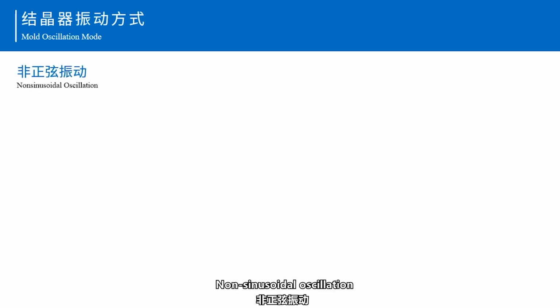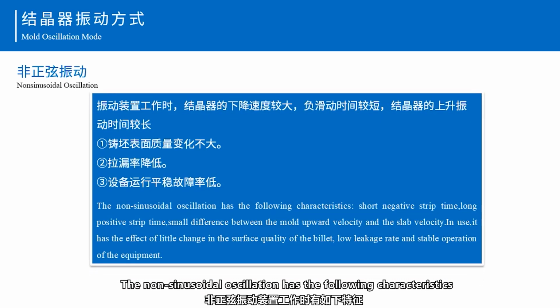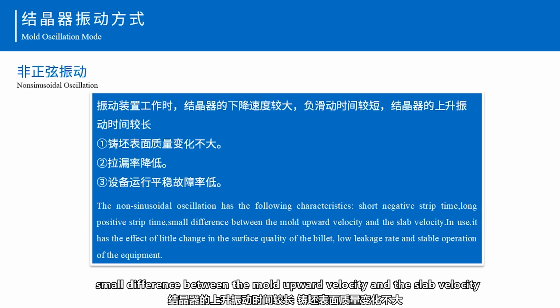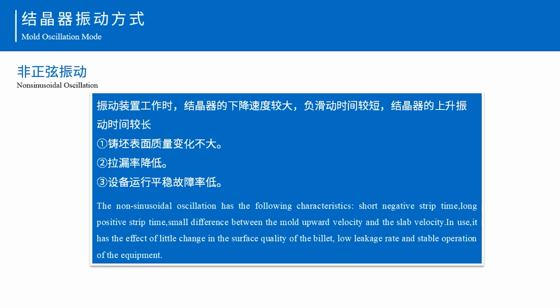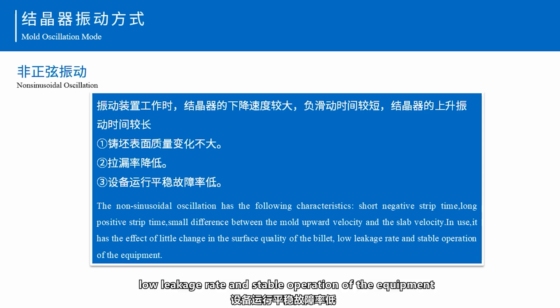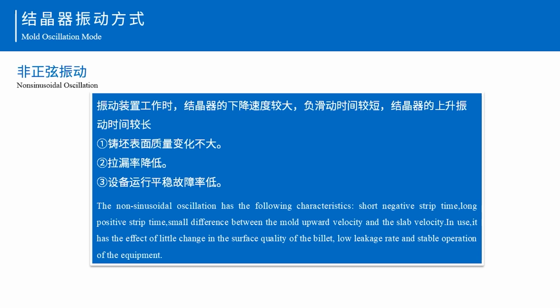The next is non-sinusoidal isolation. The fourth, non-sinusoidal isolation. The non-sinusoidal isolation has the following characteristics: short negative strip time, long positive strip time, and small difference between the mold upwards velocity and slab velocity. In use, it has the effect of little change in the surface quality of the billet, low leakage rate, and stable operation of the equipment.